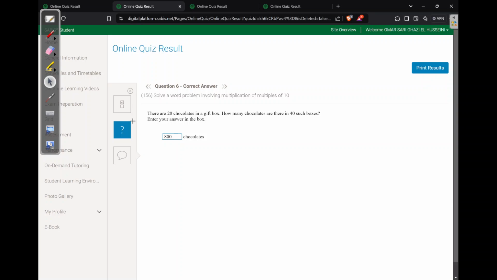There are 20 chocolates in a gift. How many chocolates are there in 40 gifts? 2 times 4 equals 8. And then we add the 2 zeros at the end, 800.